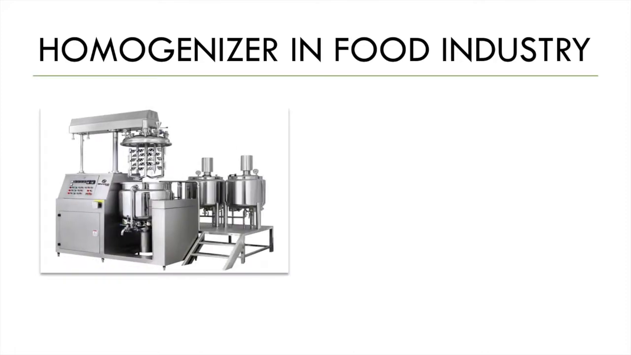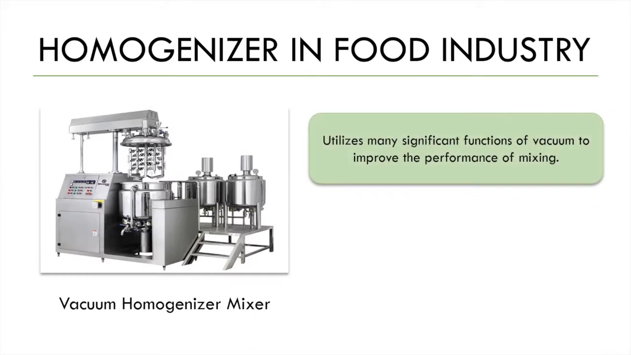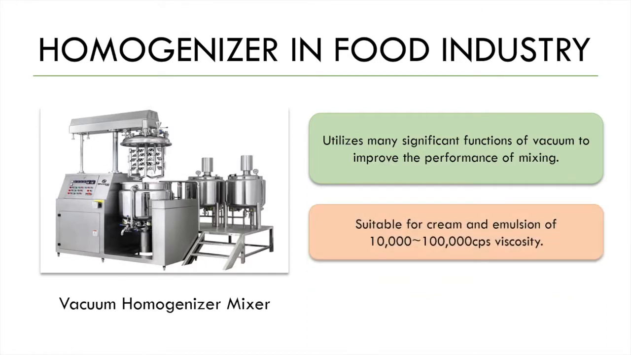The example of homogenizer used in food industry is the vacuum homogenizer mixer. It utilizes many significant functions of vacuum to improve the performance of mixing. It is suitable for cream and emulsion of 10,000 to 100,000 centipoise viscosity. That is all you need to know about homogenizer as a mixing equipment.